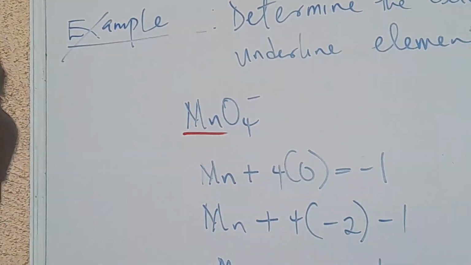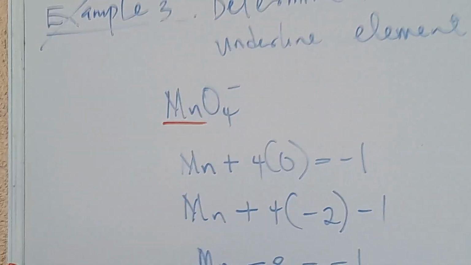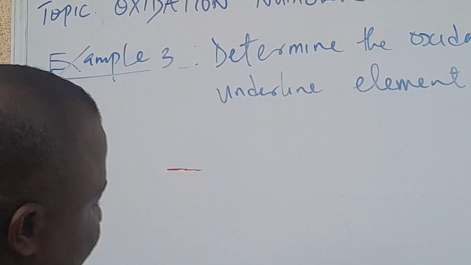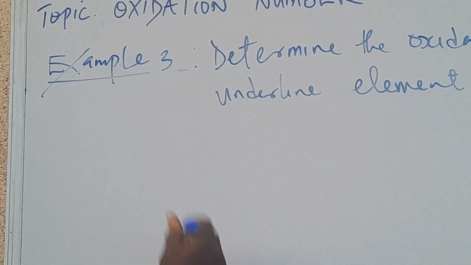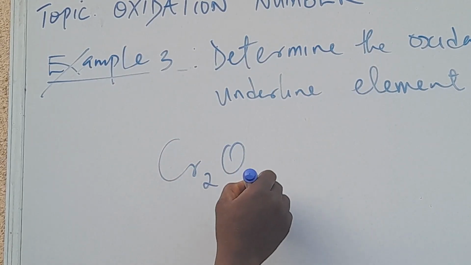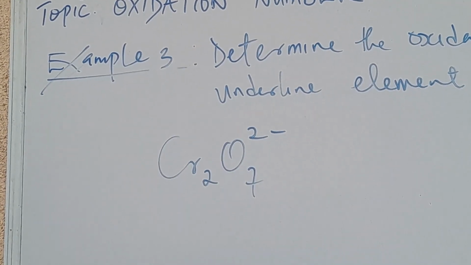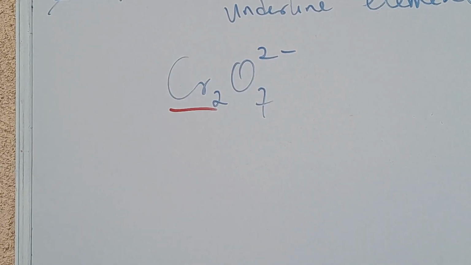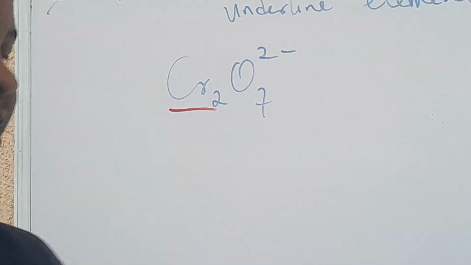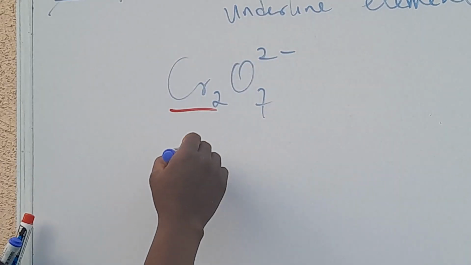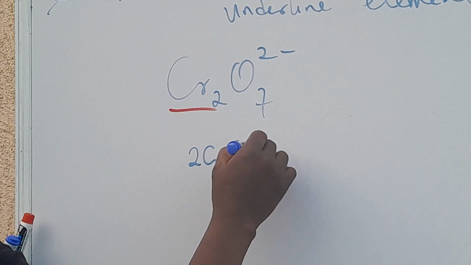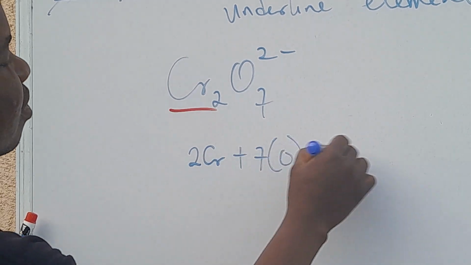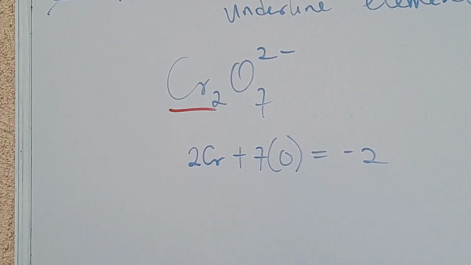Quickly, let's go to example 3. No time to waste. Example 3. Okay, check it out. We have Cr2O7 2 minus. Determine the oxidation state of chromium in this compound. All right. Good. That's 2 chromium plus 7 atoms of oxygen equals minus 2. Remember our rules say that when you have a radical, it's equal to the power.